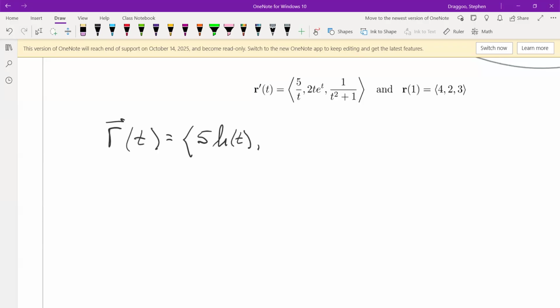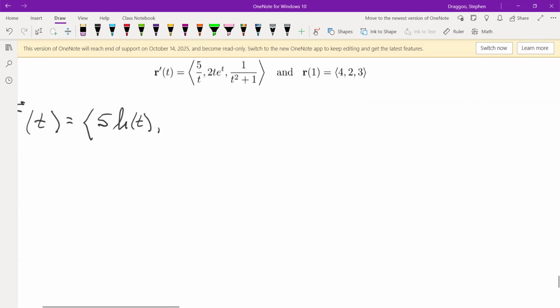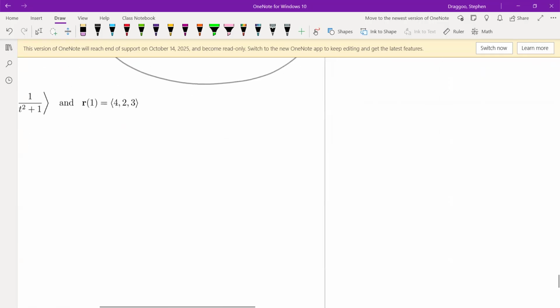So if I were to do that, it would be t e to the t. I know this thing has a derivative. I've seen it before. Oh, let's just integrate it by parts. Fine.